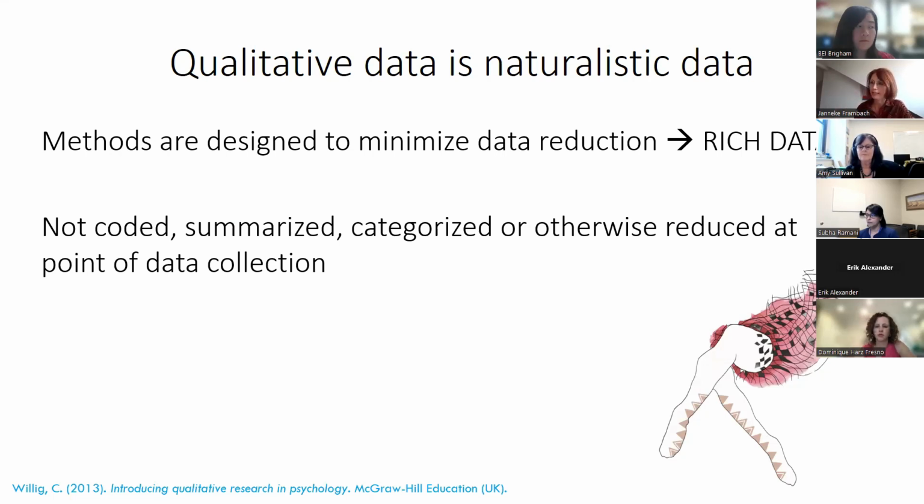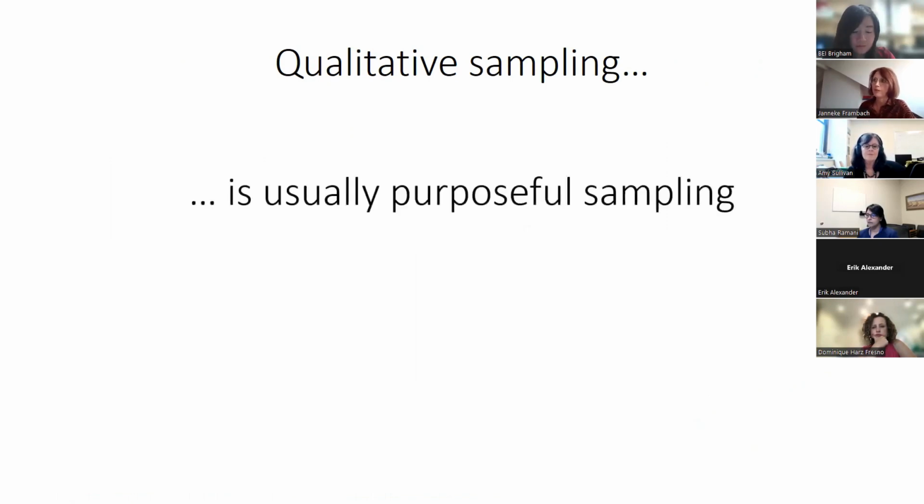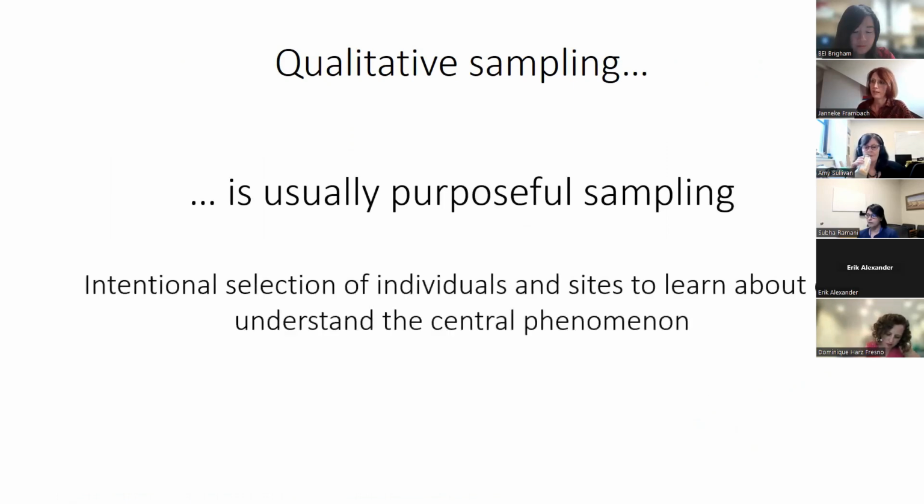Now, to start with generating this rich data, you have to think about, who am I actually going to talk to? Who am I going to observe? Who am I going to involve as participants? And not only participants, but also research sites, so the settings of where you will perform your study. And in qualitative research, that is usually purposeful or purposive sampling, which is an intentional selection of individuals and sites to learn about or understand the central phenomenon, the phenomenon that you want to know more about.